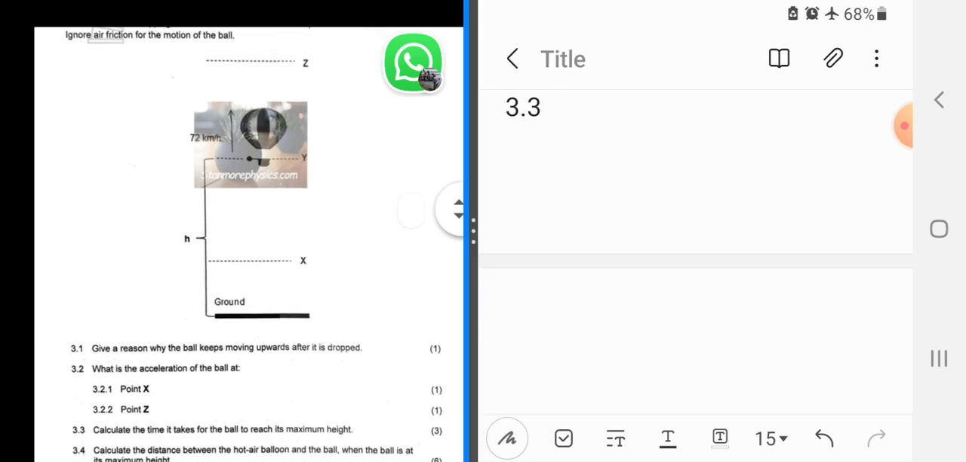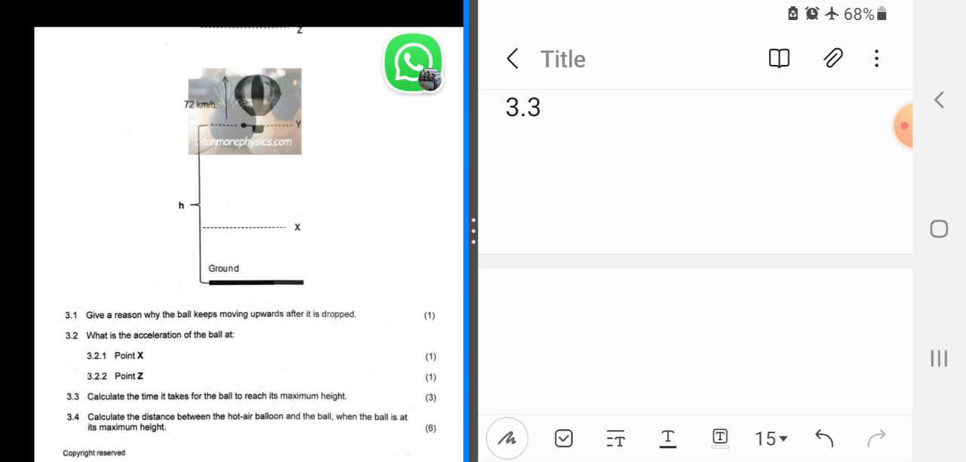We are at how to calculate the time it takes for the ball to reach its maximum height. Okay, so the ball is at the top there at 72 kilometers per hour. Can you see the ball right next to the hot air balloon at Y? So how long will it take to reach its maximum height?